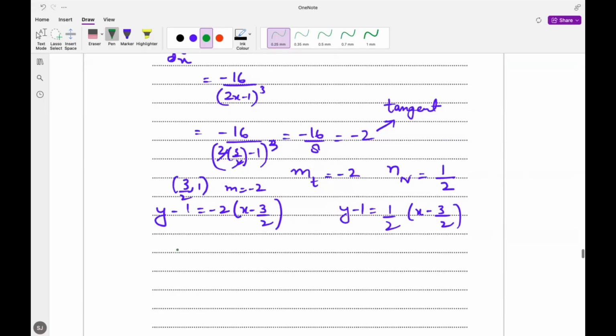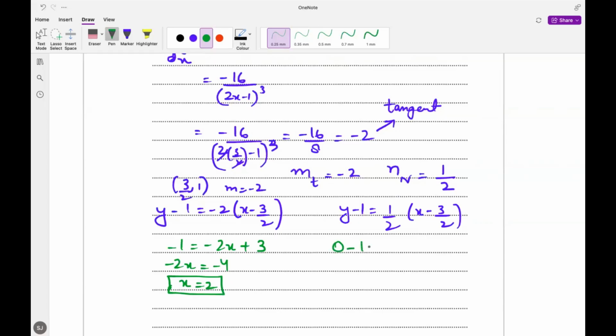Now, when they're crossing the x-axis, we know that the y value will be 0. So putting y equals 0, we get minus 1 equals minus 2x plus, multiplying 2 by 3 upon 2, a plus 6 upon 2, which is a plus 3. So minus 2x will be equal to minus 4 and x will be equal to 2. So the tangent is crossing the x-axis at x equals 2.